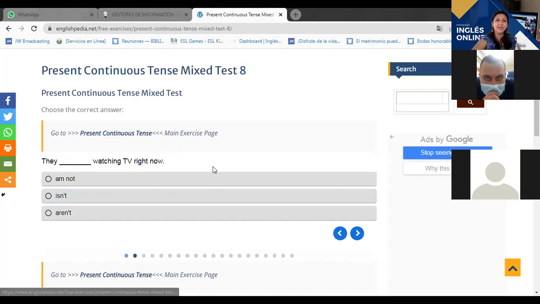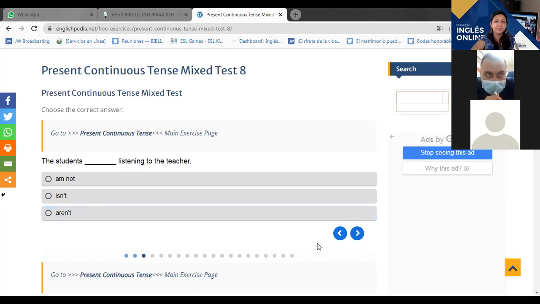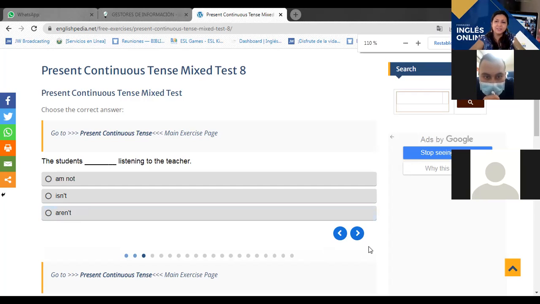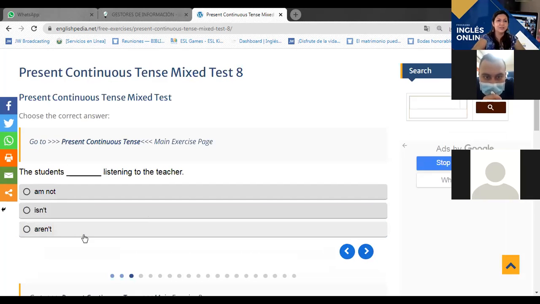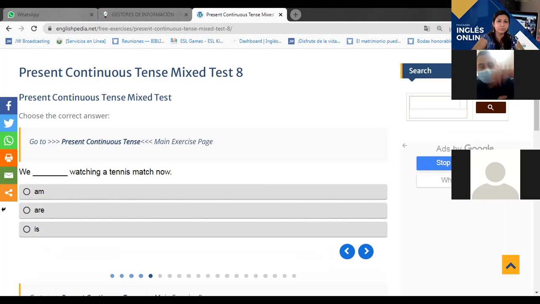Okay, next. What is the correct answer here? They aren't. They aren't watching TV right now. Okay, next. The students aren't listening to the teacher. Okay, our television, oh, it's again, isn't working. We are watching a tennis match now.